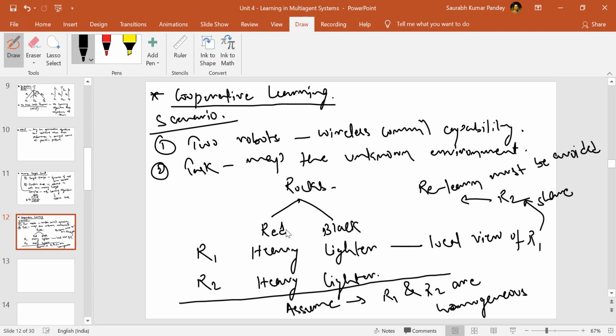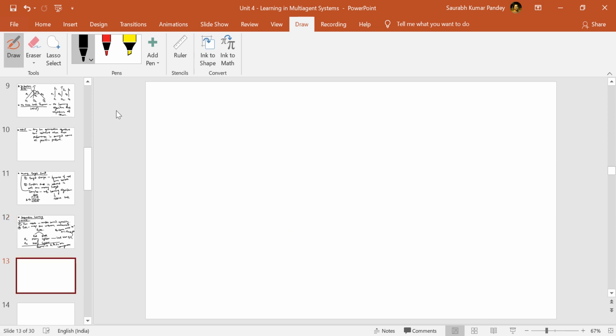Now the challenge comes when robots are trying to tell the things they already know, but these robots are heterogeneous in nature. So what is the first challenge in cooperative learning? It is heterogeneity.